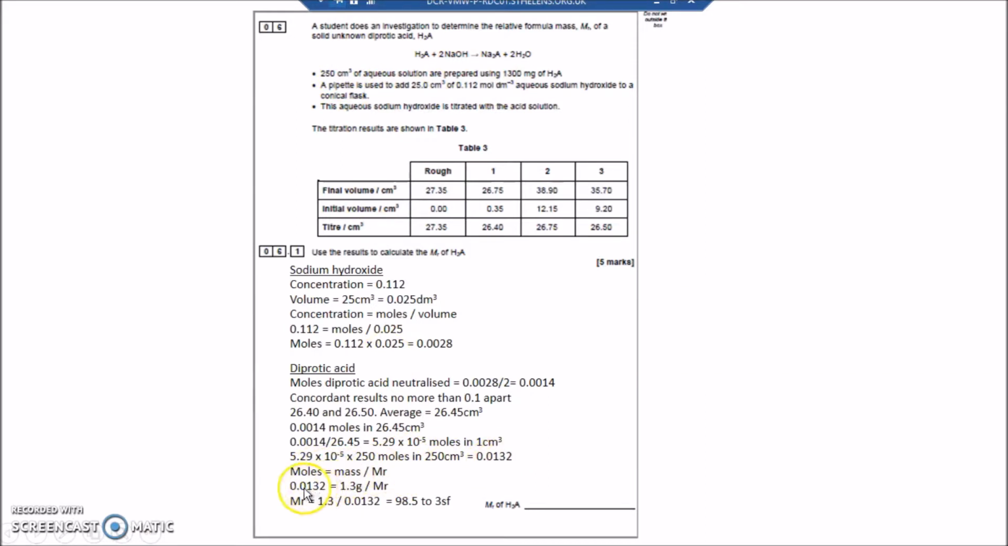Moles is mass divided by Mr, so 0.0132 is 1.3 grams. I said I'd have to convert this milligrams into grams at some point, divide by 1,000, 1.3 grams. Rearrange that equation, so Mr is 1.3 divided by 0.0132, 98.5 to 3 significant figures. Most of the other values here are to 3 significant figures, so I'm going to go with 98.5, 3 significant figures.